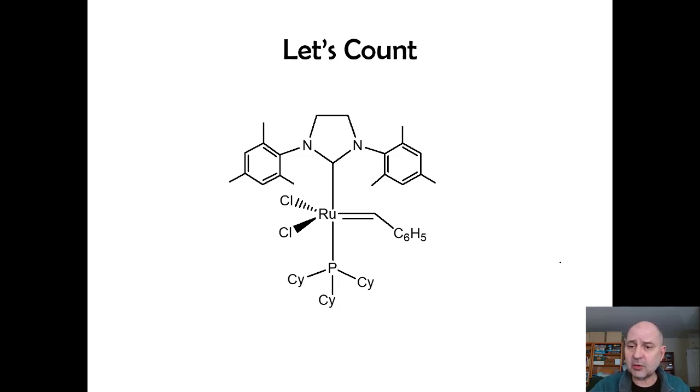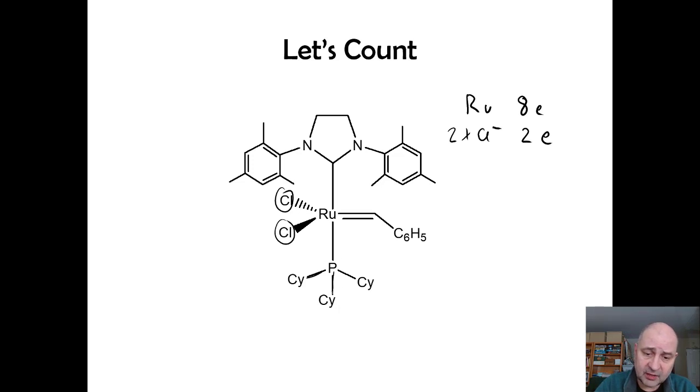Ruthenium is in the iron group, so ruthenium has 8 electrons. Then the easy ones are the chloroligands. They are monoanionic, so 2 times Cl-, which is 2 electrons. The phosphine here, tricyclohexylphosphine or cyclohexylphosphine, well, it doesn't matter, 3 alkyl groups. So R3P, which is 2 electrons. So we're up to 12 now.